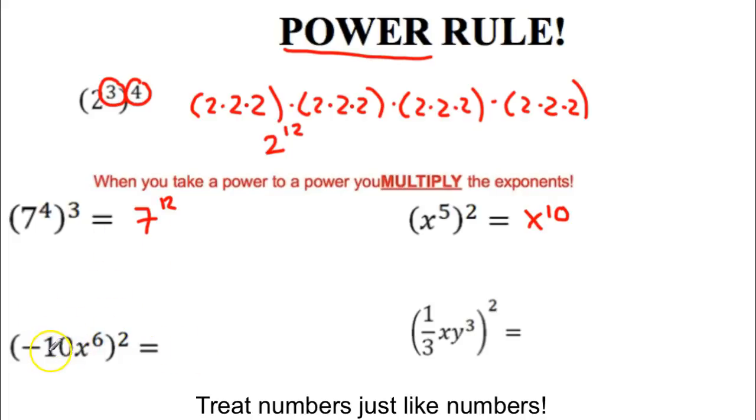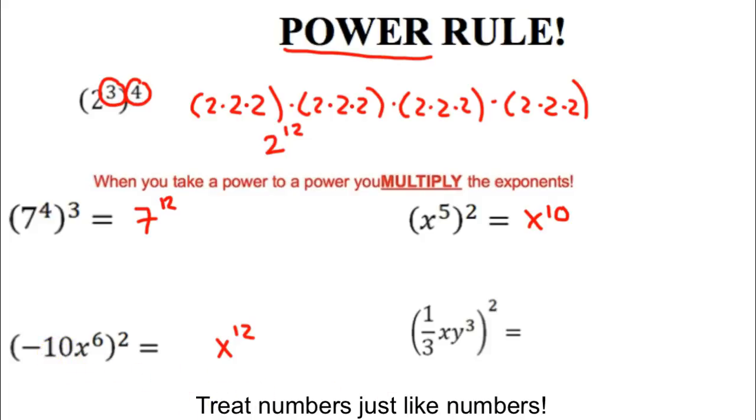Over here, oh, I got a negative 10. Huh. Well, let me do this x first. So I know we have x to the 6th squared. So 6 times 2 is 12. But what do I do with this negative 10?